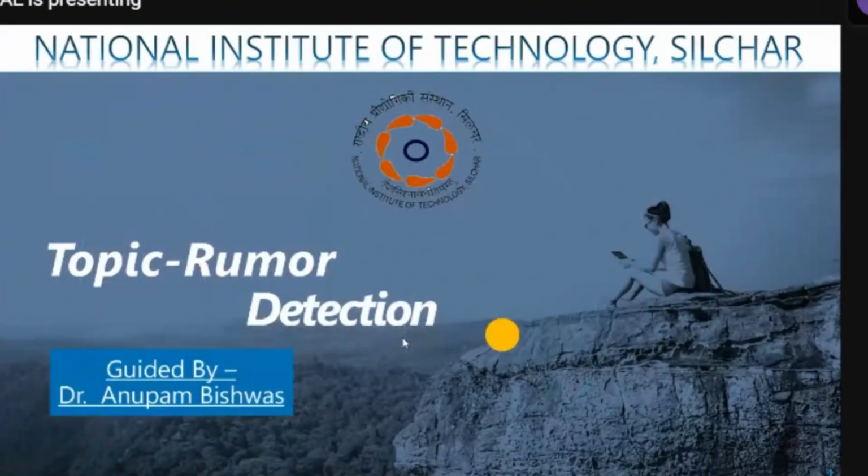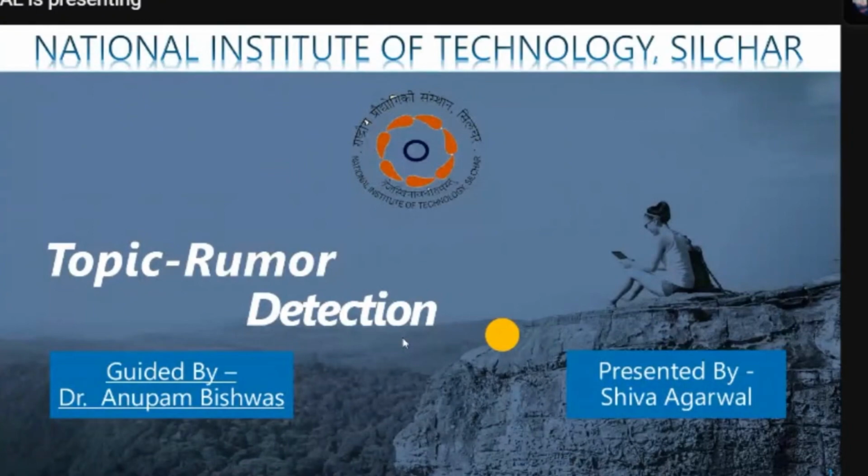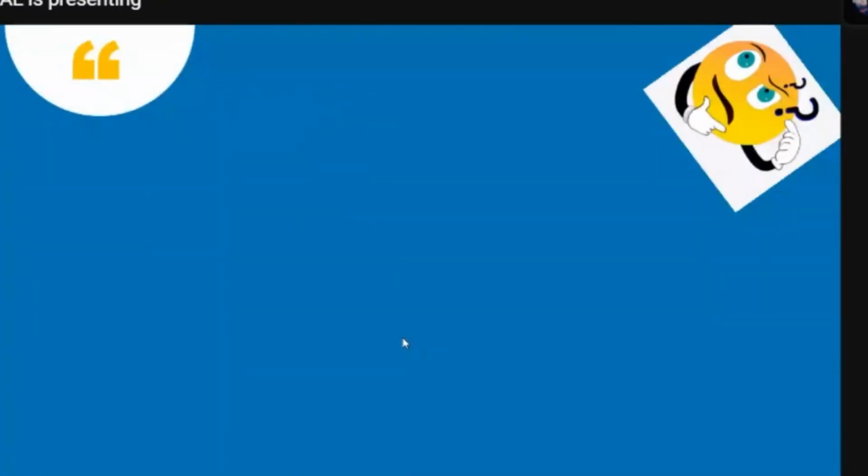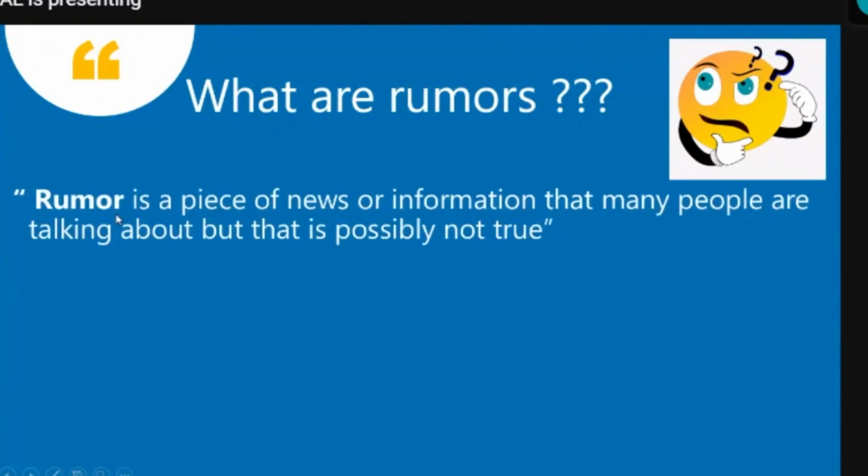My topic is rumor detection, so I am going to present it today. Firstly, the question which comes into our mind: what is a rumor? A rumor is a piece of news or information that many people are talking about, but it is possibly not true.